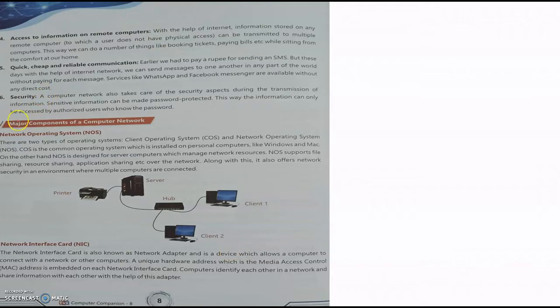Now coming to the next, major components of computer network. Major components. Okay. So basically the first component is network operating system. First you need to understand that there is a server. Okay. And these are the clients, means users.